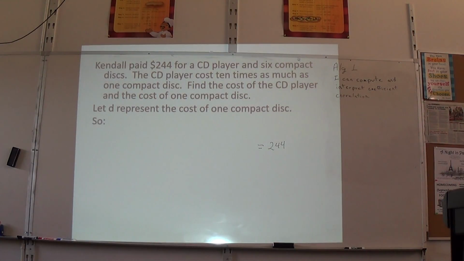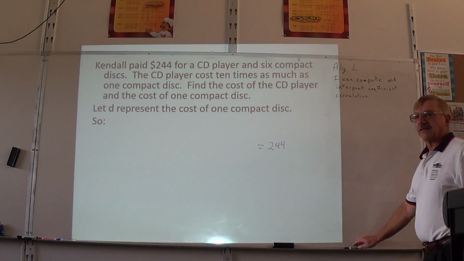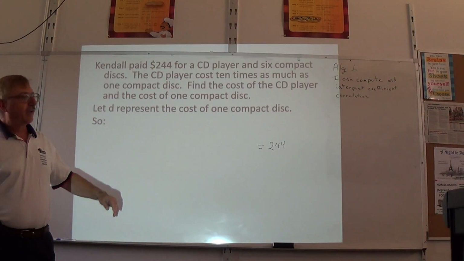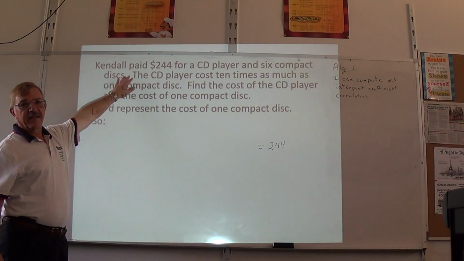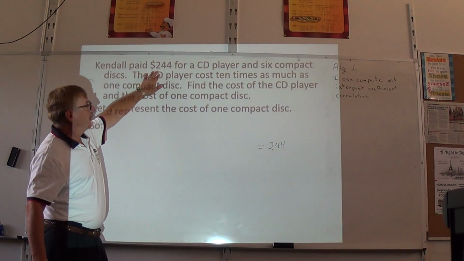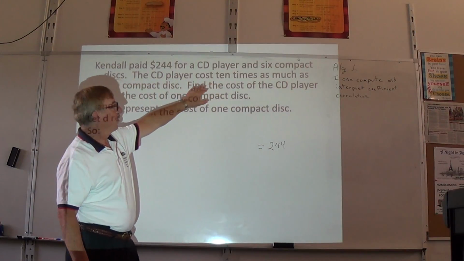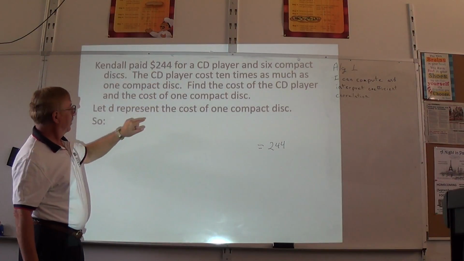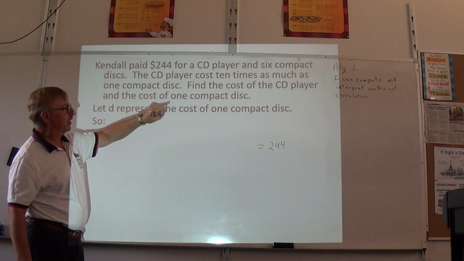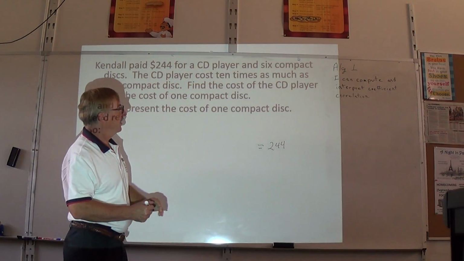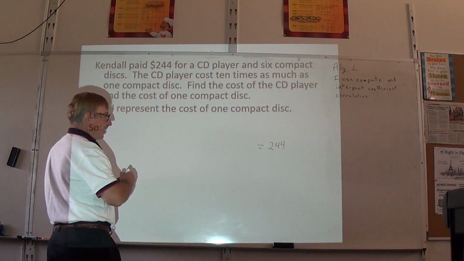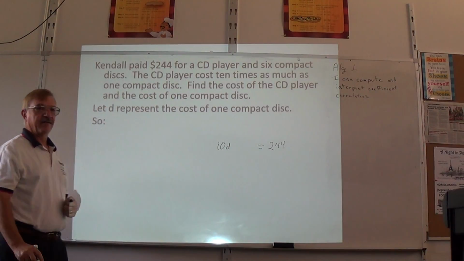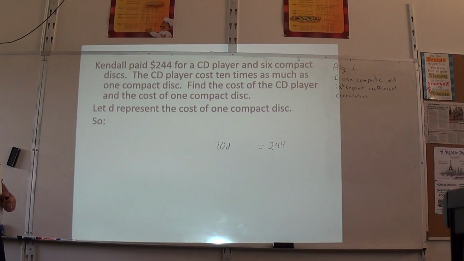Okay, so guys, let's look at this. You just have to read this. $244, so that's my total. I also know D is going to represent one disc. The CD player is 10 times as much as one disc. So the CD player is 10D.